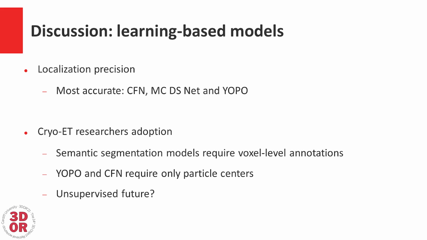And finally, both CFN and YOPO include smart pooling approaches that maximize scale invariance, allowing to find particles of different sizes accurately. And the final insight I want to share is the approach accessibility for cryo-ET practitioners. 3D semantic segmentation models require voxel-level annotations, which understandably is very hard to obtain, especially in the noisy tomograms. DeepFinder tries to minimize that by a separate GUI toolkit, but that is still suboptimal.